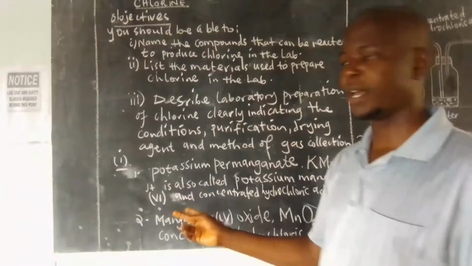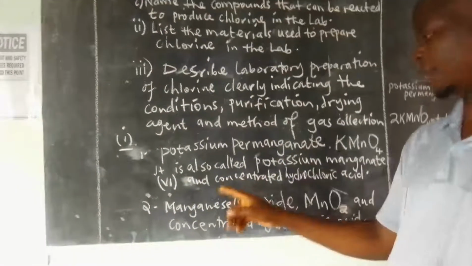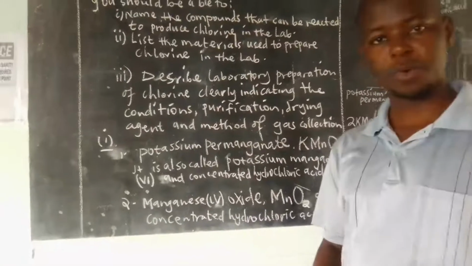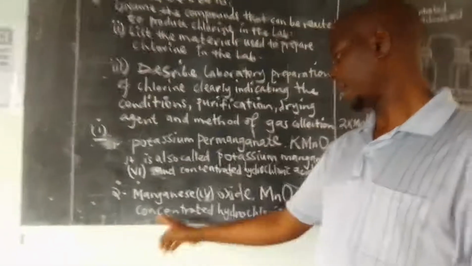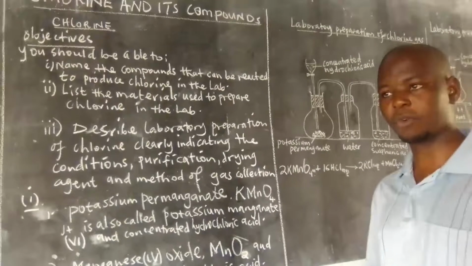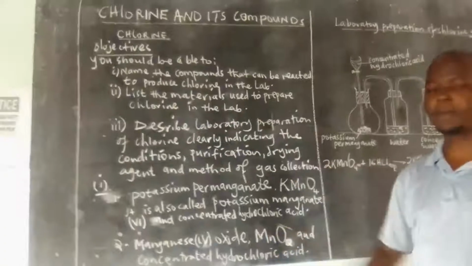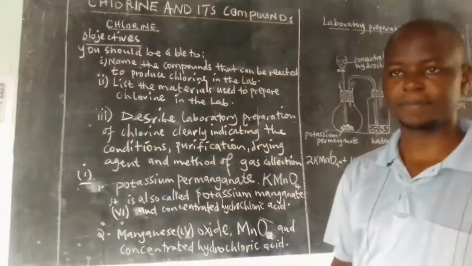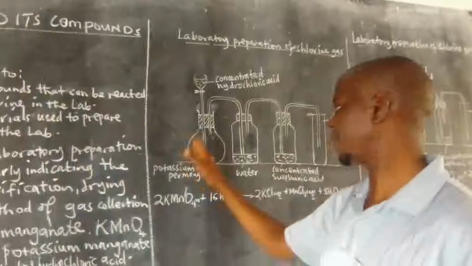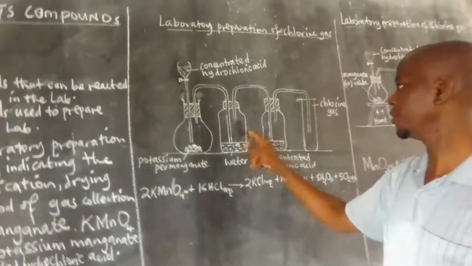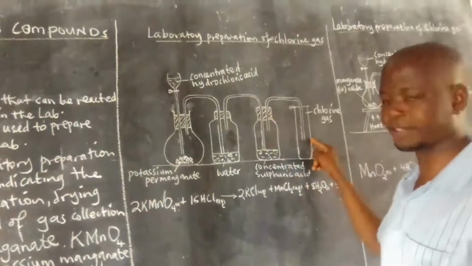We use potassium permanganate and concentrated hydrochloric acid. 2, we can use manganese oxide and concentrated hydrochloric acid. Objective number 2, the materials used in preparation of chlorine. We use the isopropyl flask. It can be a flat bottom flask like this one, wash bottle, delivery tubes, and the gas jar.